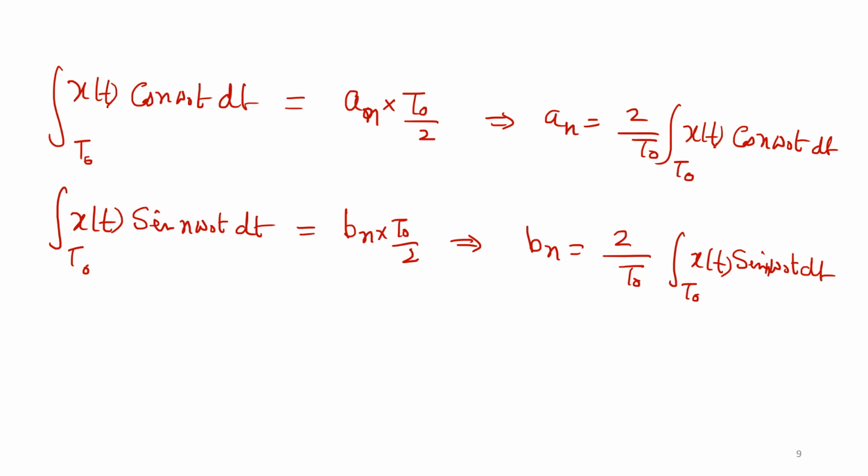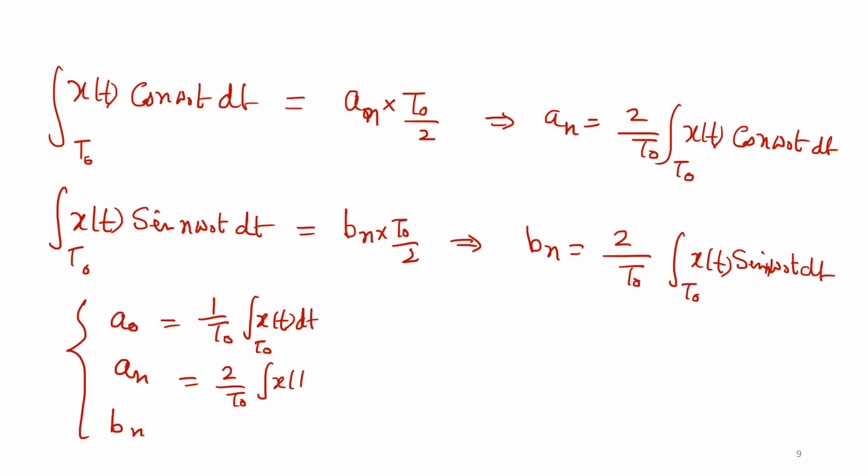So this is the total. You see I have got all the three terms, A0, An and Bn. A0 is simply the average: 1 upon T0 integration x(t) dt over one time period. And An is 2 upon T0 integration x(t) cos(n omega naught t) dt over one time period. This is again 2 upon T0 integration x(t) sin(n omega naught t) dt over time T0. Okay, so this is a trigonometric form with the help of sinusoidal signals.